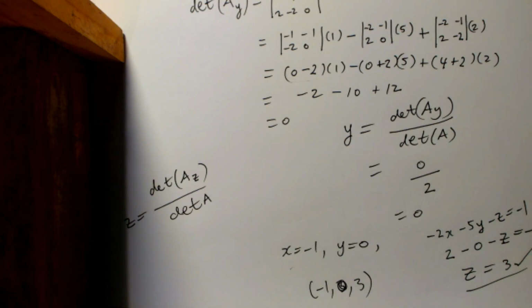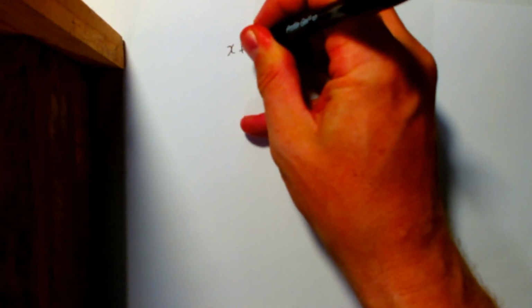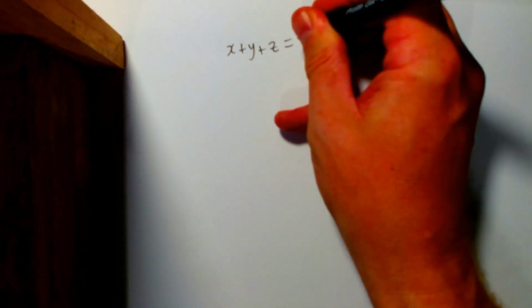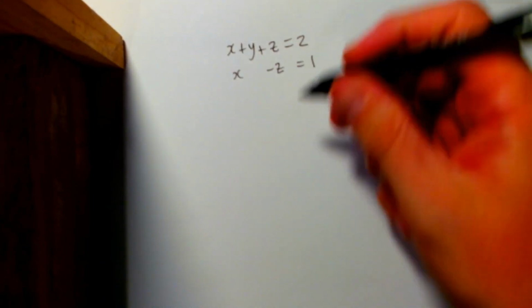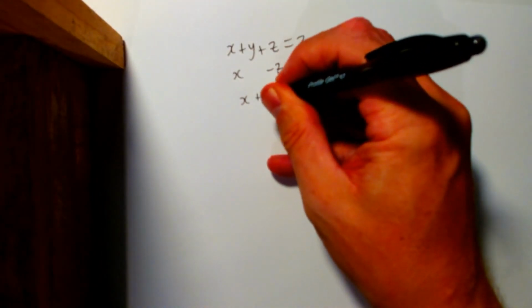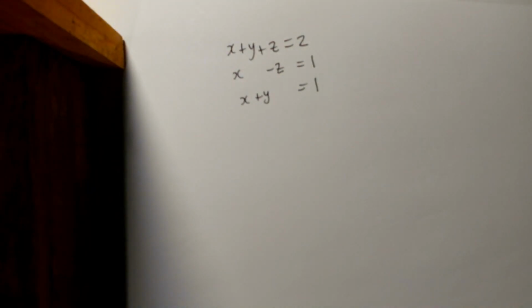Alright, let's move on to the next example. Consider another 3 by 3 system, and the system is x plus y plus z equals 2, x minus z equals 1, and x plus y equals 1. And the question here is, does this system have a unique solution? And if so, use Cramer's rule to find it.